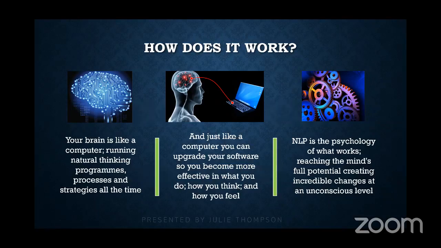Most people are thinking and feeling certain ways or acting in certain ways when they're not even really thinking about what they're doing. All of a sudden they just feel a certain way and they're like, why am I feeling like this? That's because there's an autopilot program in the background running. But just like a computer operating system, you can upgrade your software so you become more effective in what you do, how you think, and also how you feel.